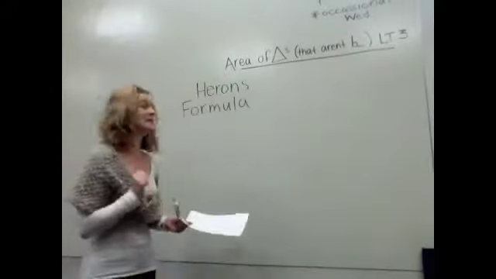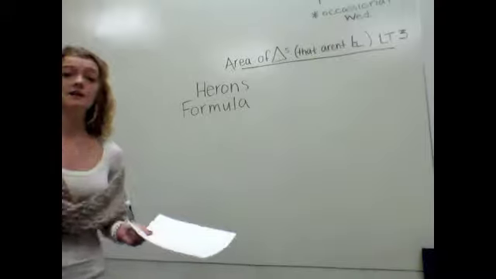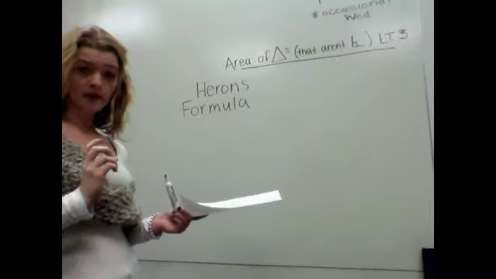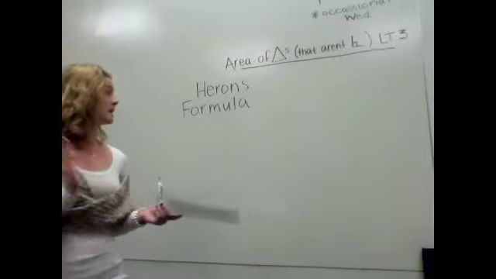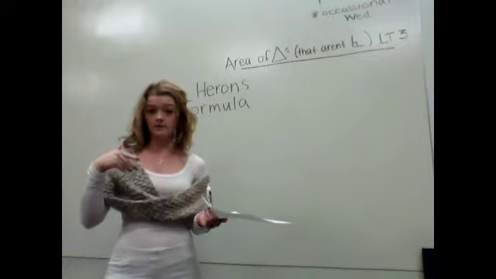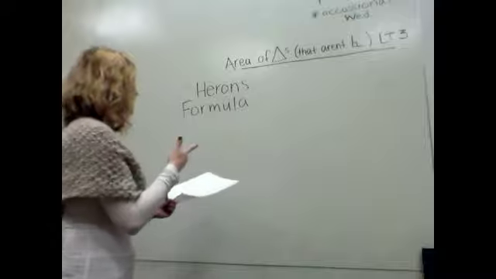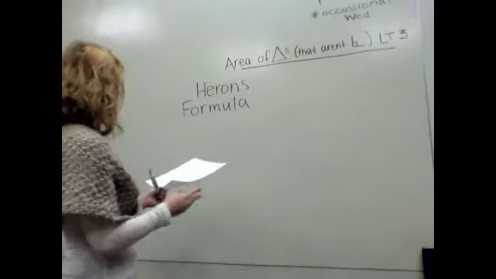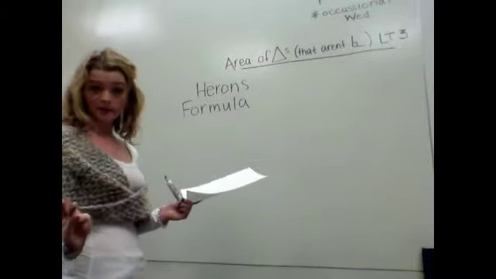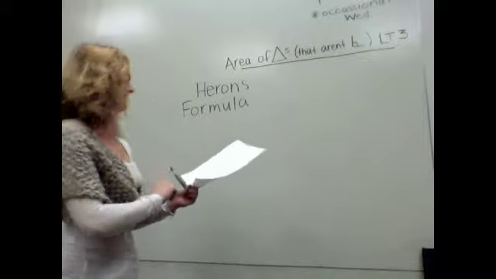All right, so we're going to look at another area formula, again, for triangles that are not right triangles. This one in particular is called Heron's formula. Now, previously to this, we did the sine formula. This one's Heron's formula. And Heron's formula is typically used if you know all your side lengths.